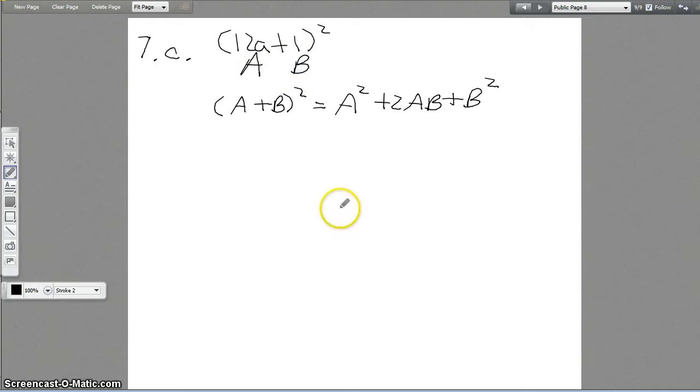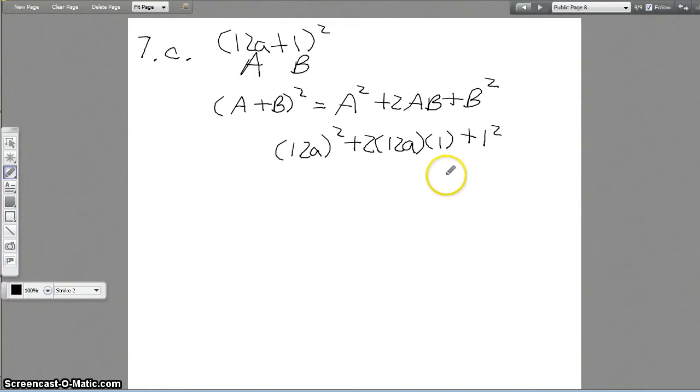So if we wanted to just plug it into our form here, our A would be 12a. So we can write (12a) squared. The whole thing has to be squared, not just the a, but also the 12. Plus 2 times our A, which is 12a, times our B, which is 1, and then plus B squared. Our B is just this 1 at the end, so that is plus 1 squared.